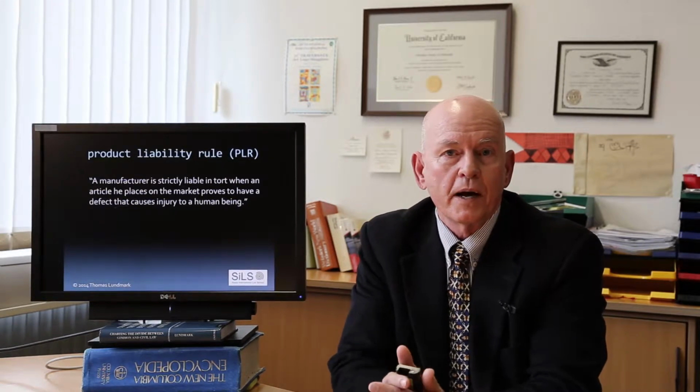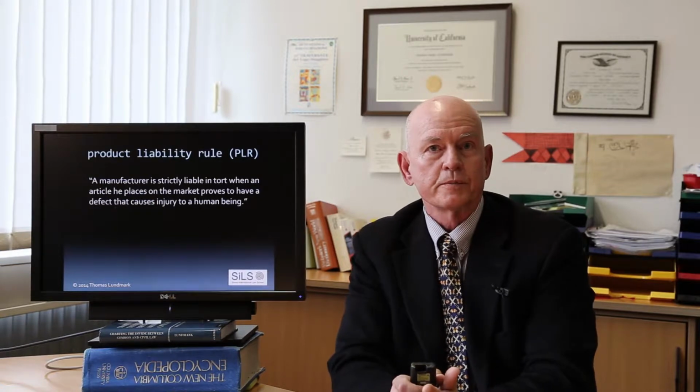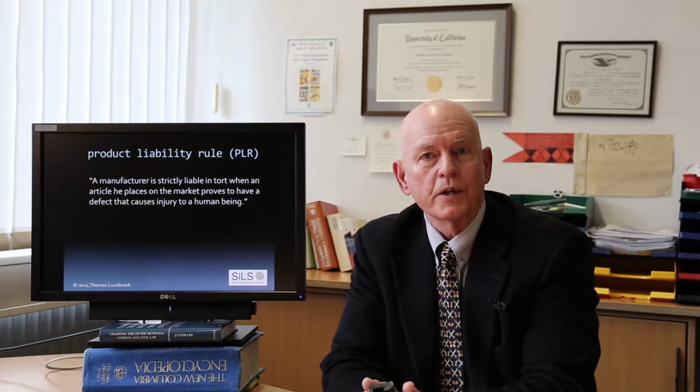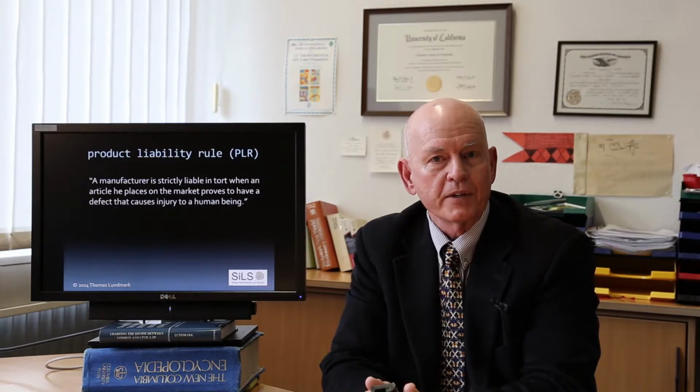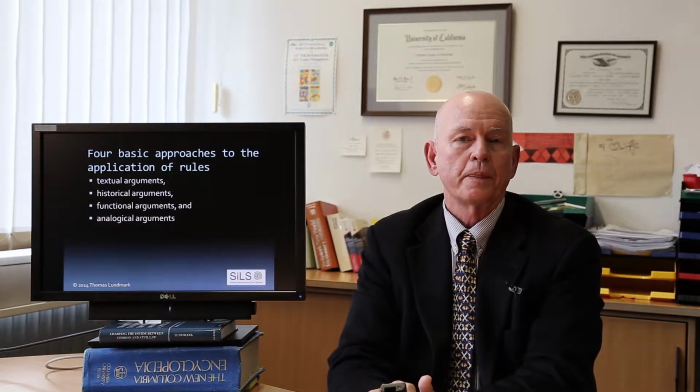We'll be applying this product liability rule in the first examples. Let me read it for you. A manufacturer is liable strictly in tort when an article he places on the market proves to have a defect that causes injury to a human being.